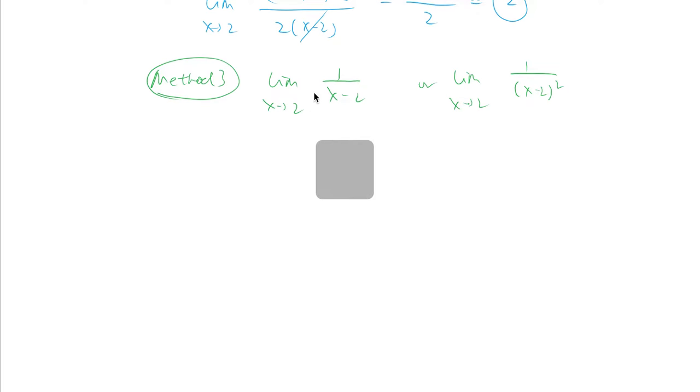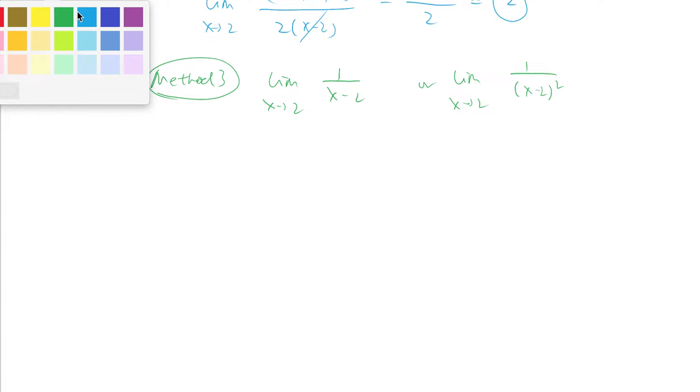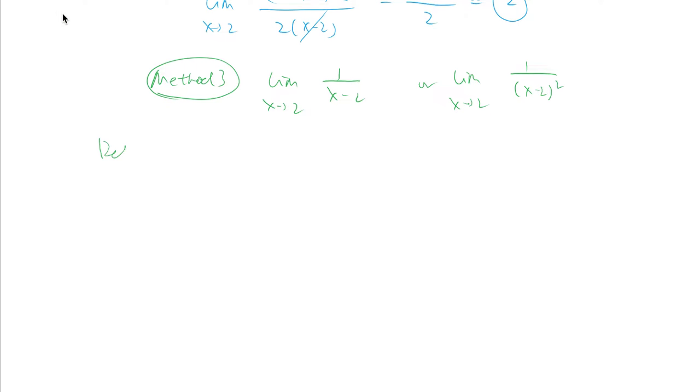Okay, so let's have a look at this one: x approaches 2, 1 on x minus 2. The first thing is you draw a graph. The limit is defined if the limit approaching from the left equals the limit approaching from the right. So it is only defined when the limit approaching from the left equals the limit approaching from the right.